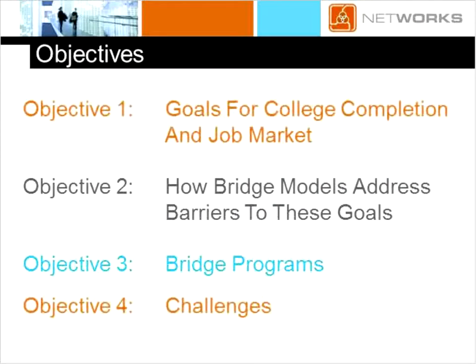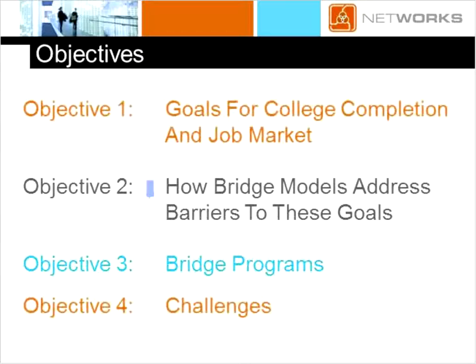So I'd like to break down the objectives here. So objective number one, we're going to look at goals for college completion in the job market, since John Carice's specialty is job market analysis. He's going to provide some data for you guys about what type of jobs are going to be the jobs of the future, the near future. And how bridge models can really address those job market needs.